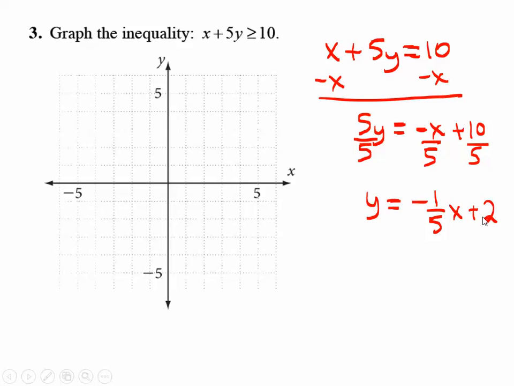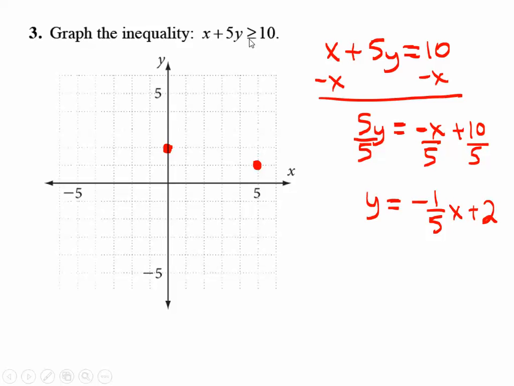So starting at the y-intercept, which is 2, along the y-axis, I found my 2. A negative 1/5 is the slope, so that means my change in the y values is a negative 1, and the change in the x's is 5. So I'm going to go down 1 for the y, and across over here to get to the 5 for the x change. Solid or dashed line?